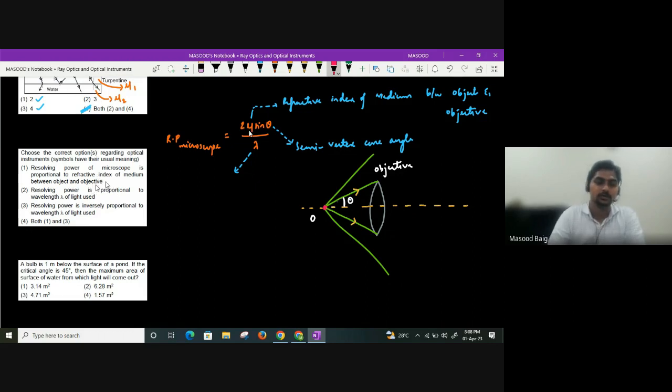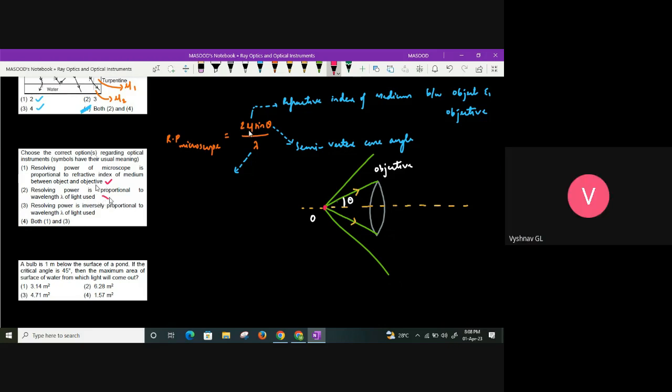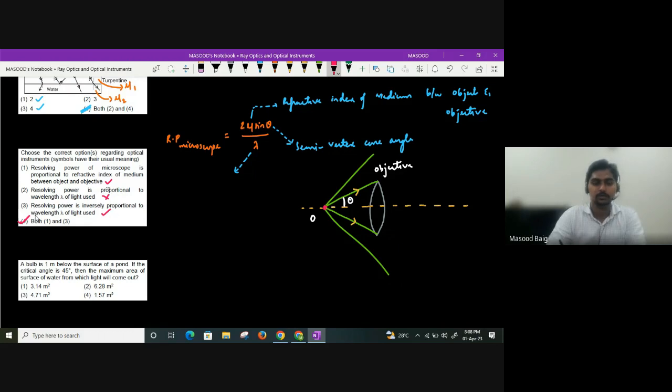Correct statement or not? Yes, correct statement. Resolving power is proportional to wavelength of light, it seems. Is it directly proportional to wavelength? No, it is inversely proportional to wavelength. So both 1 and 3 will be correct options. Clear?